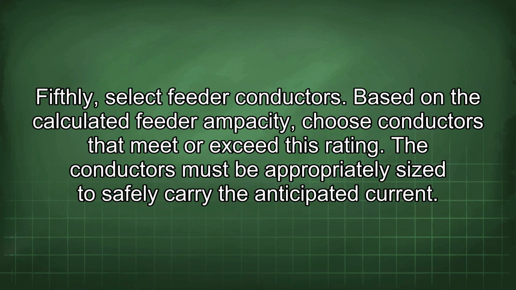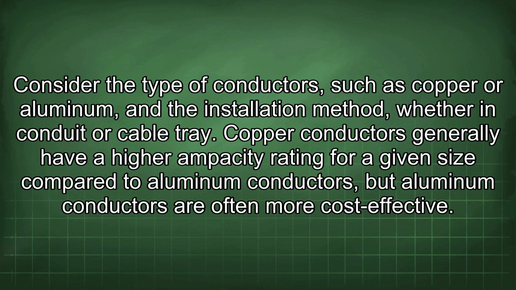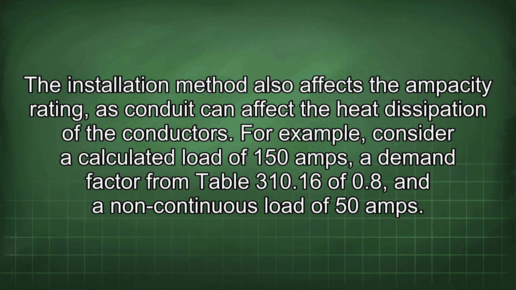Fifthly, select feeder conductors. Based on the calculated feeder ampacity, choose conductors that meet or exceed this rating. The conductors must be appropriately sized to safely carry the anticipated current. Consider the type of conductors, such as copper or aluminum, and the installation method, whether in conduit or cable tray. Copper conductors generally have a higher ampacity rating for a given size compared to aluminum conductors, but aluminum conductors are often more cost-effective. The installation method also affects the ampacity rating, as conduit can affect the heat dissipation of the conductors.